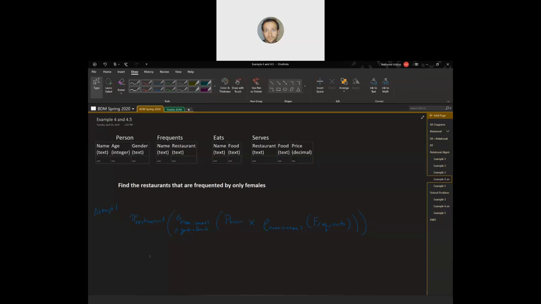So first, we'll start here. This is the way that most people started to answer. What this query here would do is it would find the restaurants that are frequented by at least one female, not only females.